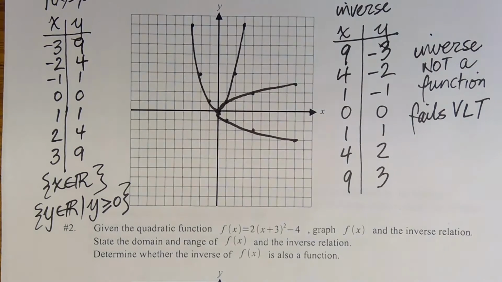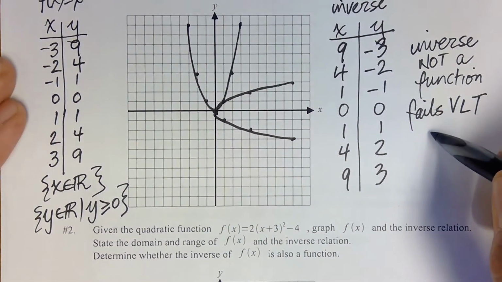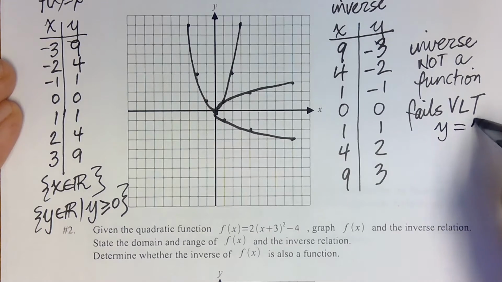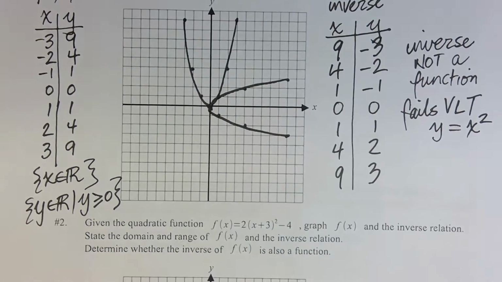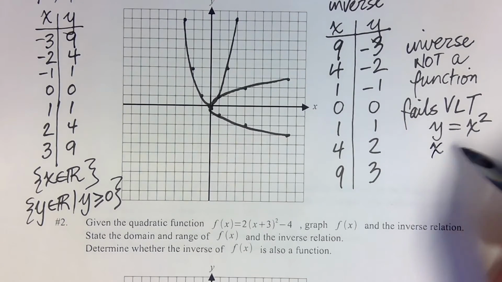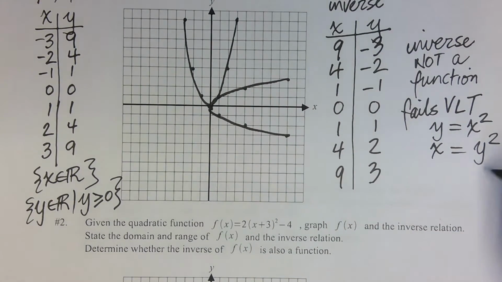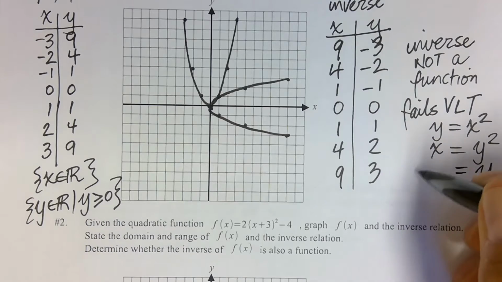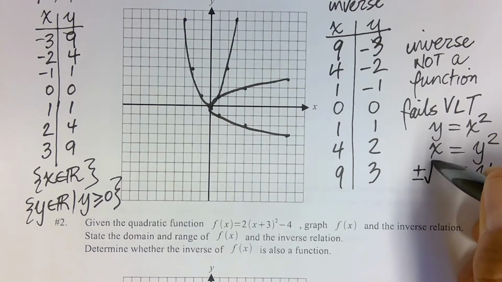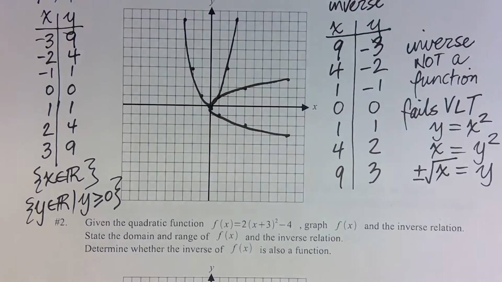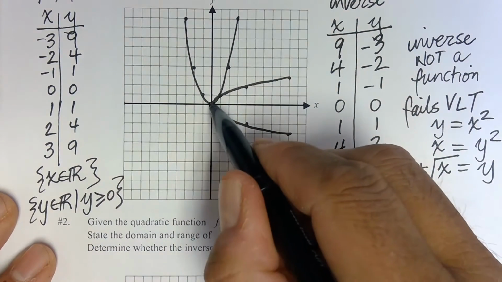So the question is, how do we find the formula for the inverse relation? So I'm going to show you that right now. So we've got y equals x squared. Then you switch x and y. So x equals y squared. And you solve for the new y. That's why this looks exactly like the root graph.